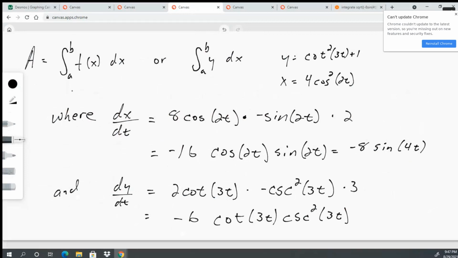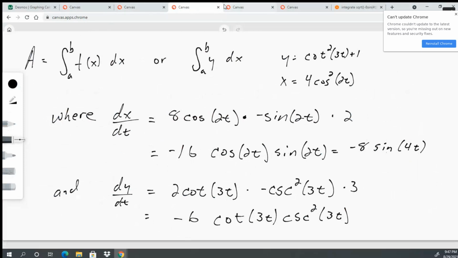Area of any integral is from a to b, f of x dx, or y dx. We can look at plugging in y and then dx, right? dx/dt equals 8 cosine 2t times the derivative of cosine 2t, which is minus sine 2t, times the derivative of 2t, which is 2, which gives us minus 16 cosine 2t sine 2t, equals minus 8 sine 4t from the double angle identity from pre-calculus. dy/dt can be solved in the same manner to get minus 6 cotangent 3t cosecant squared 3t. Again, this is pre-calculus level stuff.